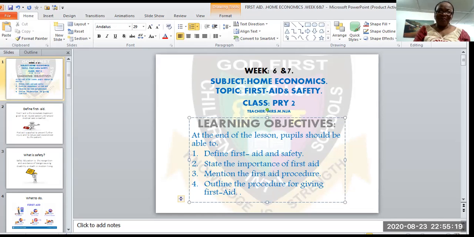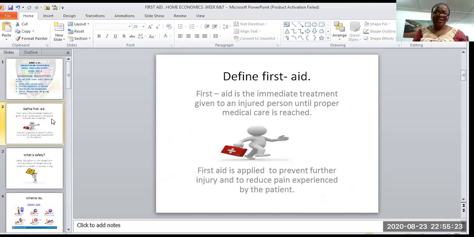So, first slide. Let's see what we have on our first slide. Define first aid. How do we define first aid? First aid is the immediate treatment given to an injured person until proper medical care is reached.